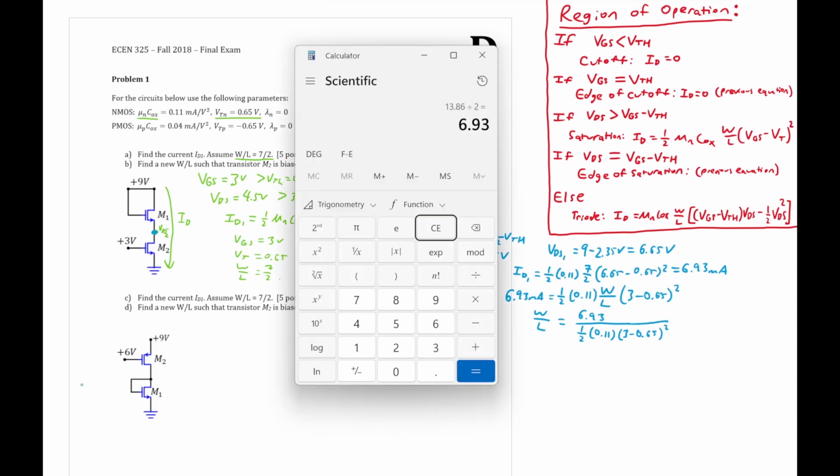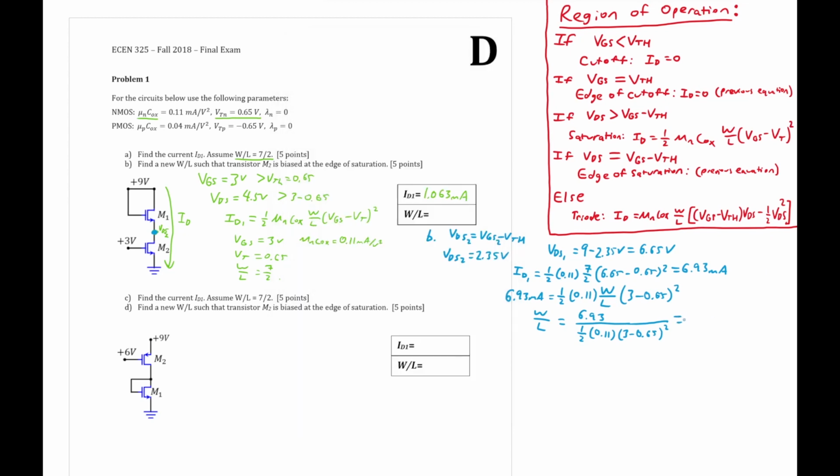Okay, let's find out what this value is. So (3 minus 0.65) squared times 0.11 divided by 2. Let me copy that, and we'll take 6.93 divided by our previous answer, and we get 22.8157. So our W over L is equal to 22.8157.